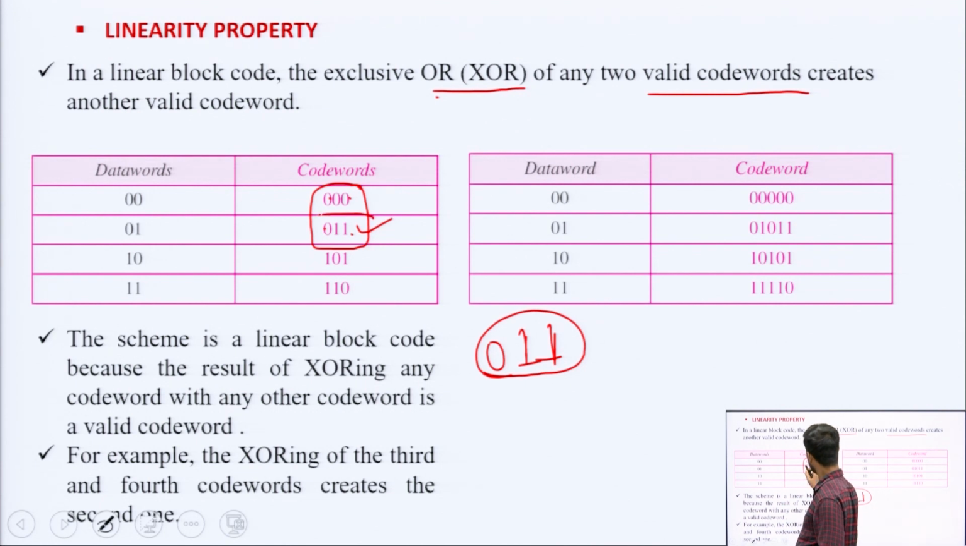Similarly, if I do the second one and the fourth one, what will happen? 0 1 is 1, 1 1 is 0, then 1 0 is 1. Again, we can get the third code word. Here also we can get it in the same manner. For example, XORing the third and fourth will create the second one.